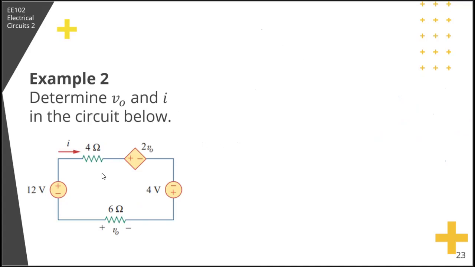Determine VO and I in this circuit. Okay, for this problem, look, the direction of your current flow is already given. Since the direction of the current flow is already given, you no longer need to change it. So this is the current flow we will use. Let's assume the polarity of the voltage across the 4 ohm resistor is like this, so the current first sees the positive terminal.